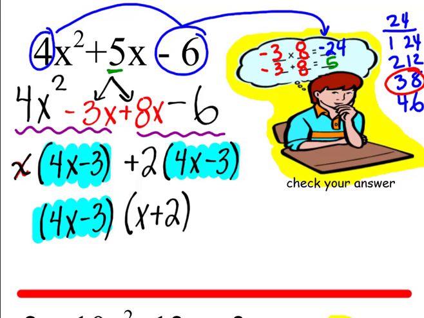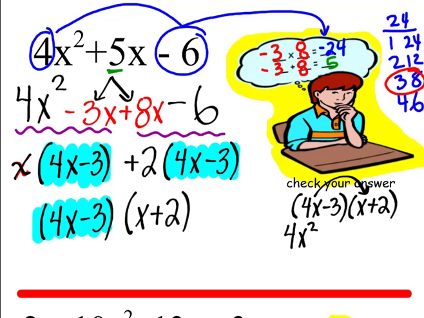So the 2 things that multiply together to give us 4x squared plus 5x minus 6 were this 4x minus 3 and this x plus 2. We could always check our answer by expanding. Expanding and factoring are just opposite operations. So let's multiply it out.